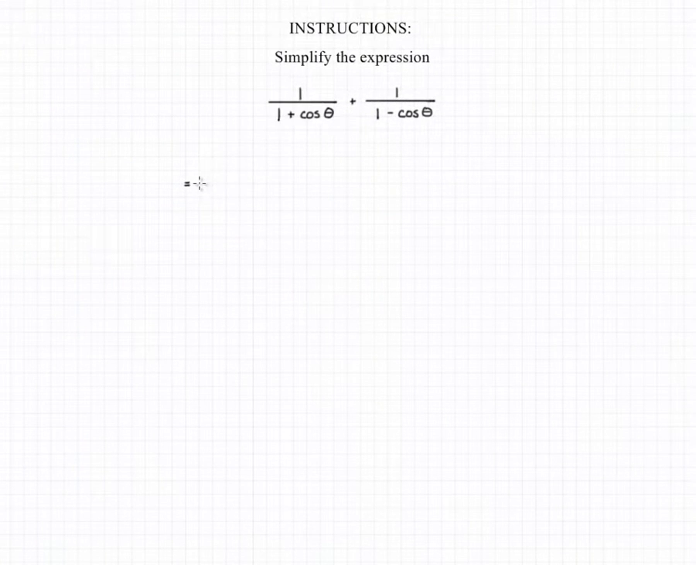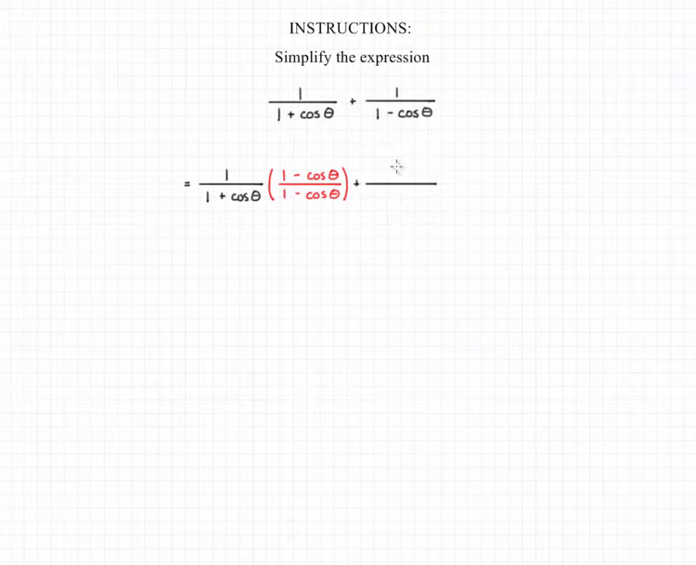In order to simplify this expression, we're going to take advantage of the fact that the two fractions we're trying to add are conjugates to do a little manipulation and end up with the same denominator so we can add them together. We're going to multiply the first fraction by 1 minus cosine theta over 1 minus cosine theta, the conjugate of the denominator over itself, meaning we're multiplying by 1, not changing the value.